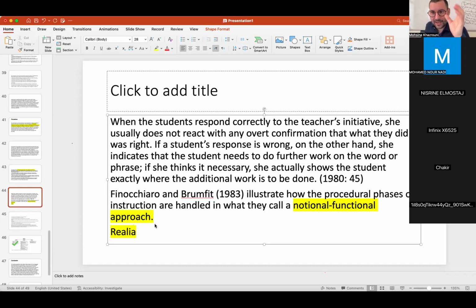Number 3, a task. What is a task? Okay, Nisreen, which number is this? You put them in numbers. The third one. Now the fourth one is syllabus.